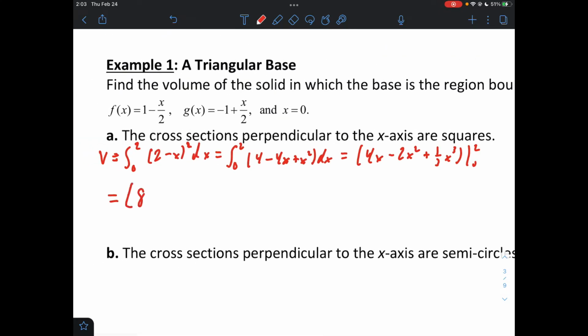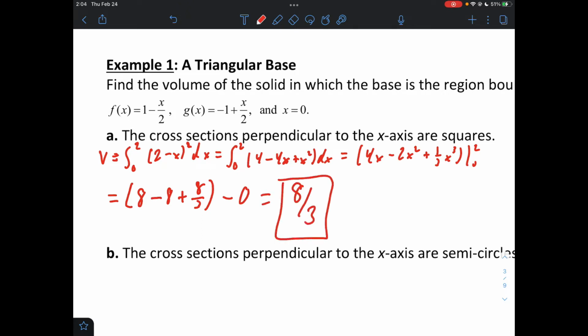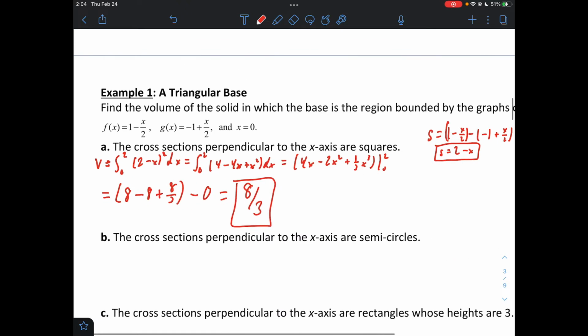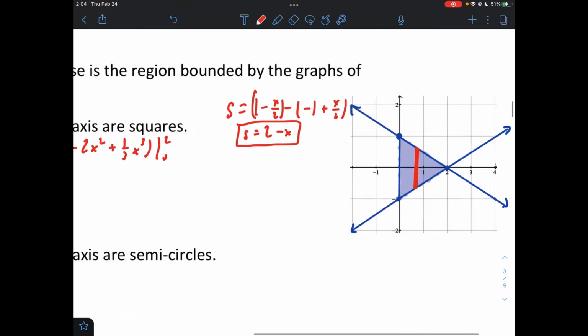And that would be 8 minus 8 plus 8/3 minus 0. So our answer would be 8/3. All right, now B, the same exact thing, but now not squares, they're going to be semicircles.